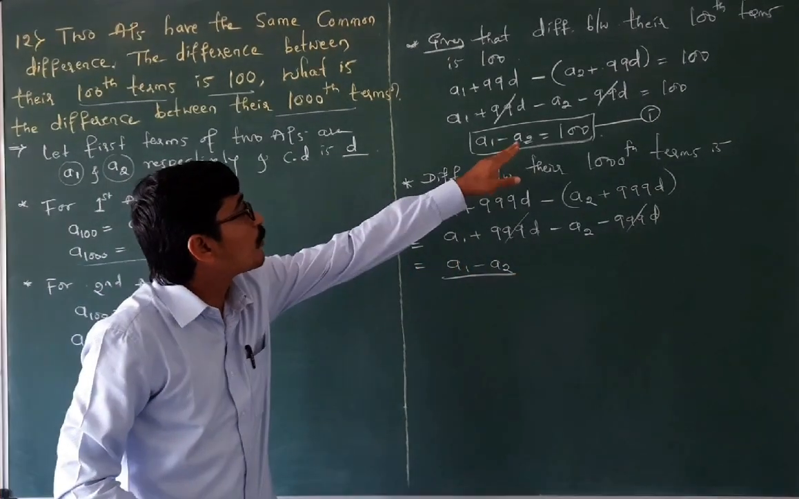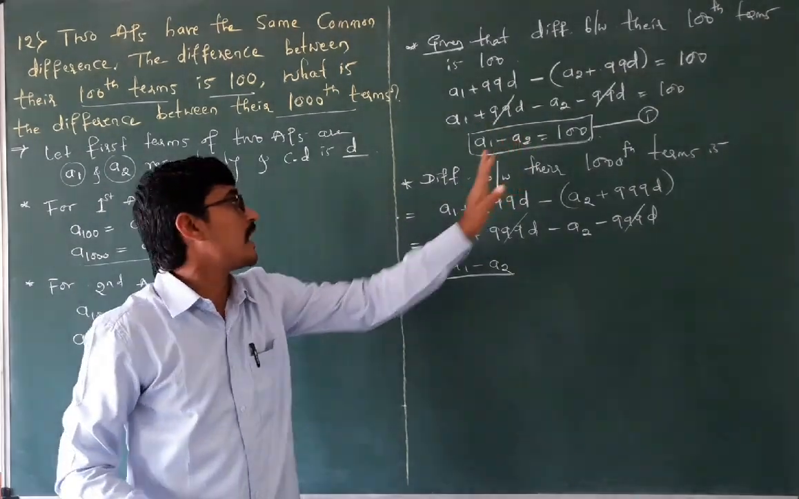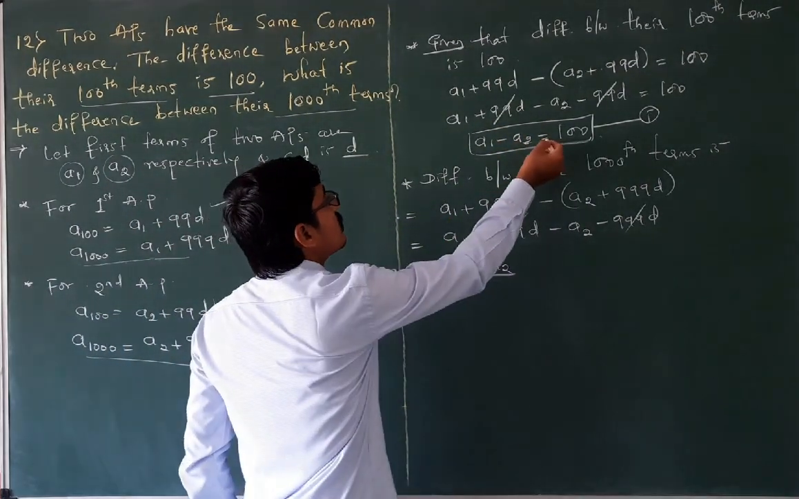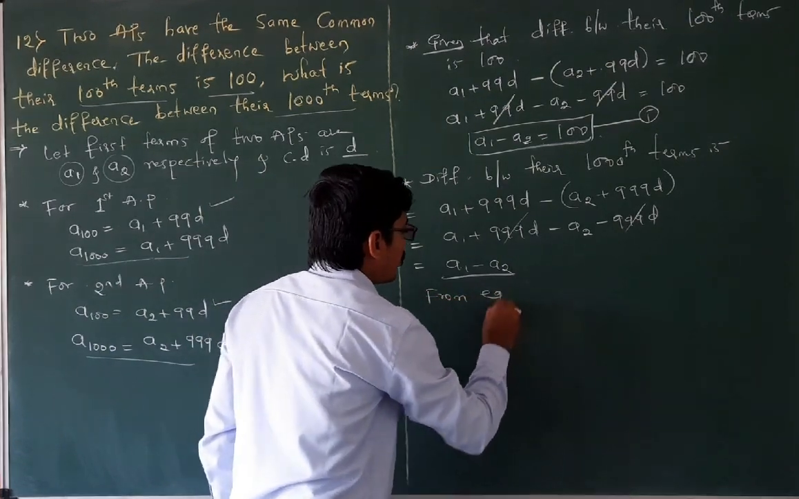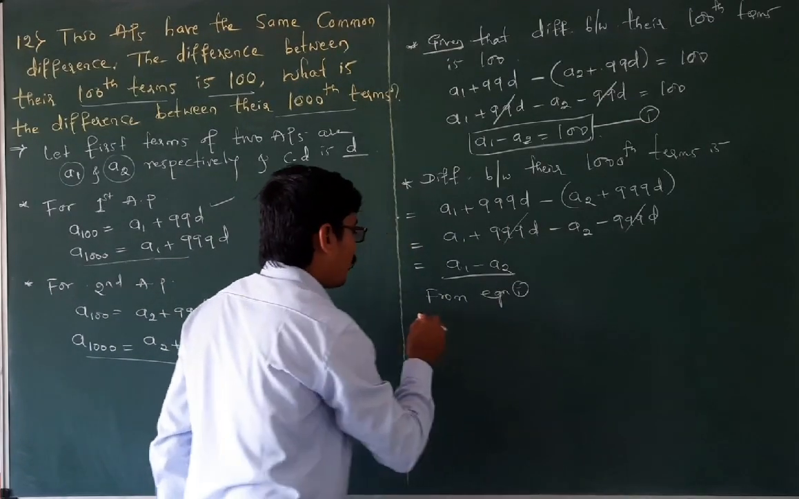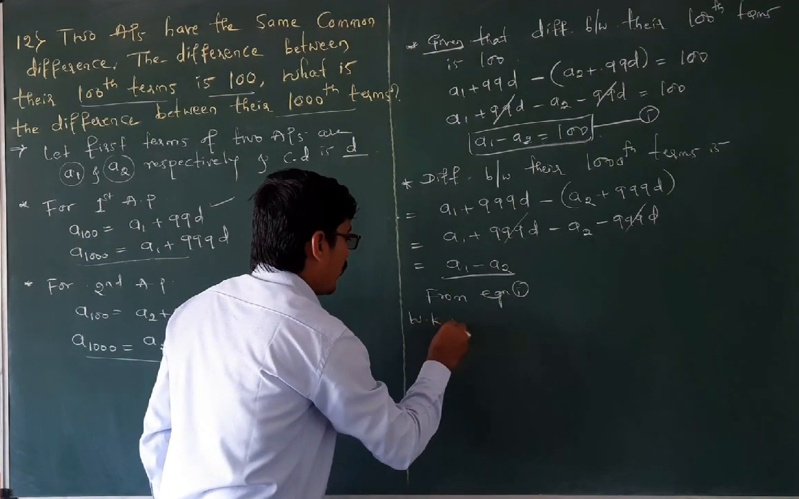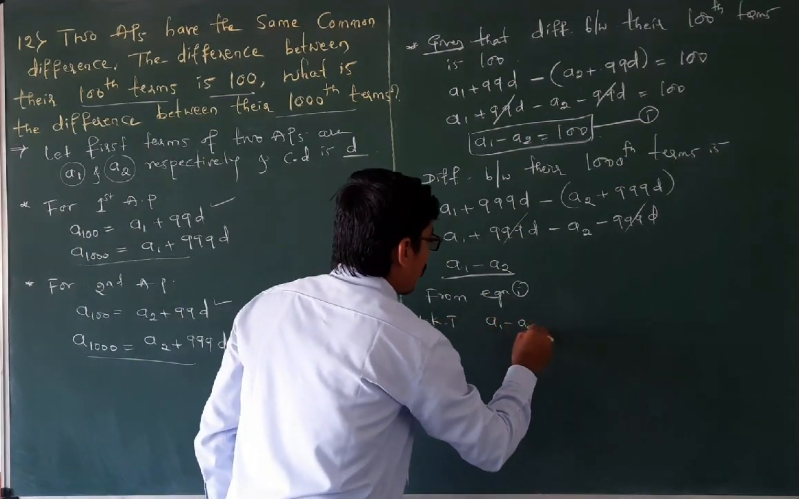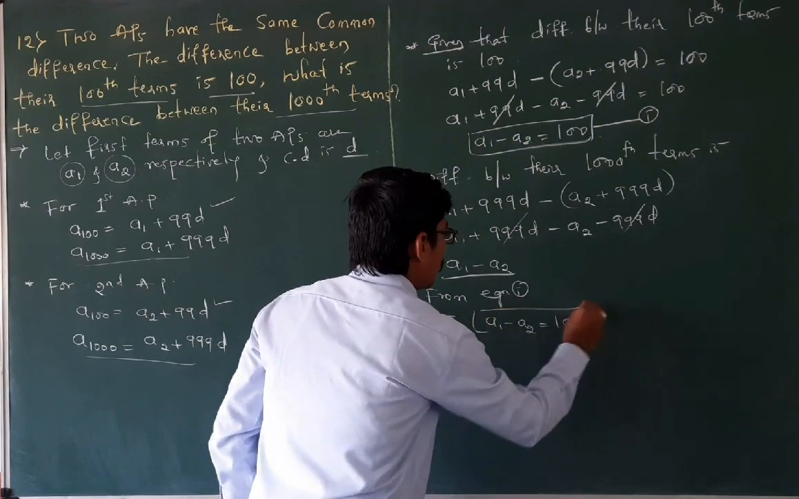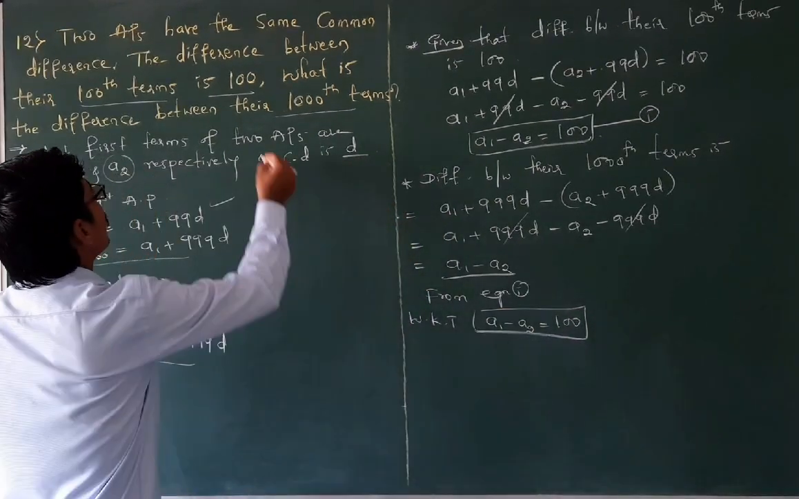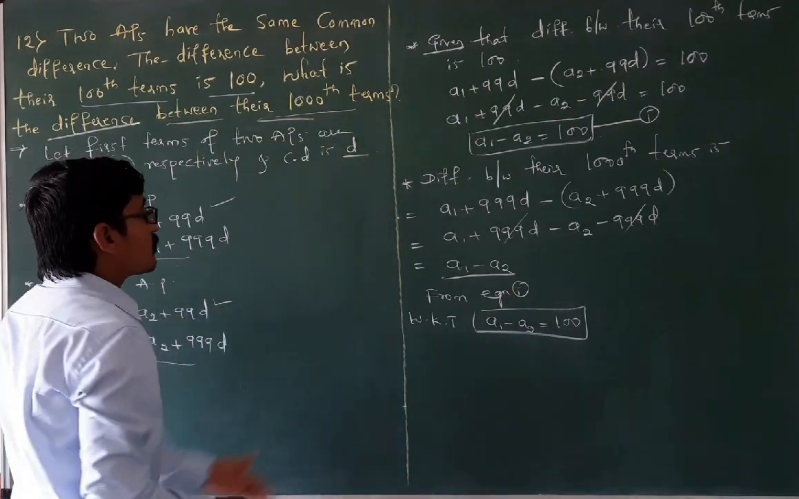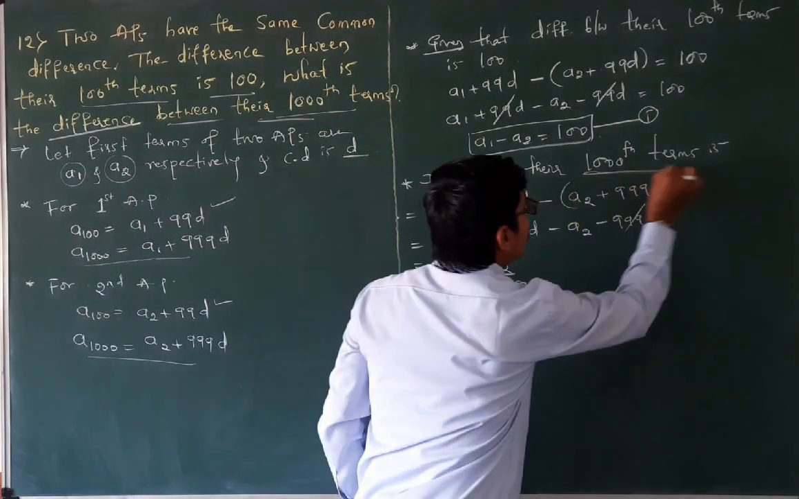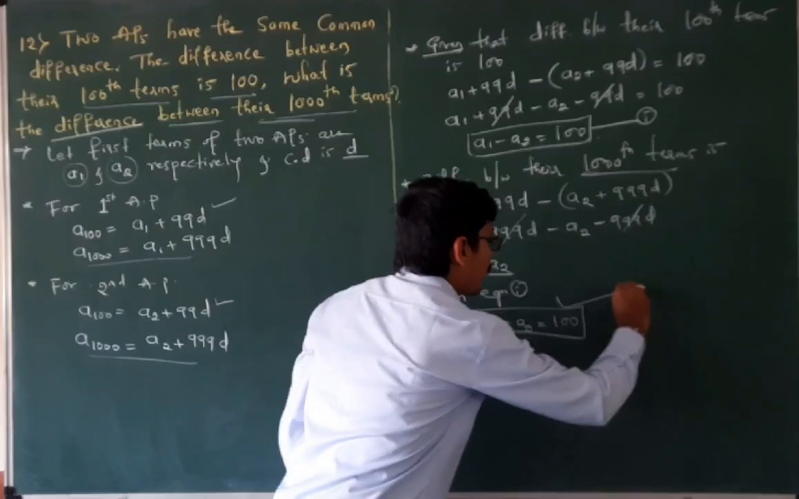But from equation number 1 we know that the A1 minus A2 value is 100. From equation number 1 we know that A1 minus A2 is equal to 100. So here, therefore, the difference between their 1000th terms is 100.